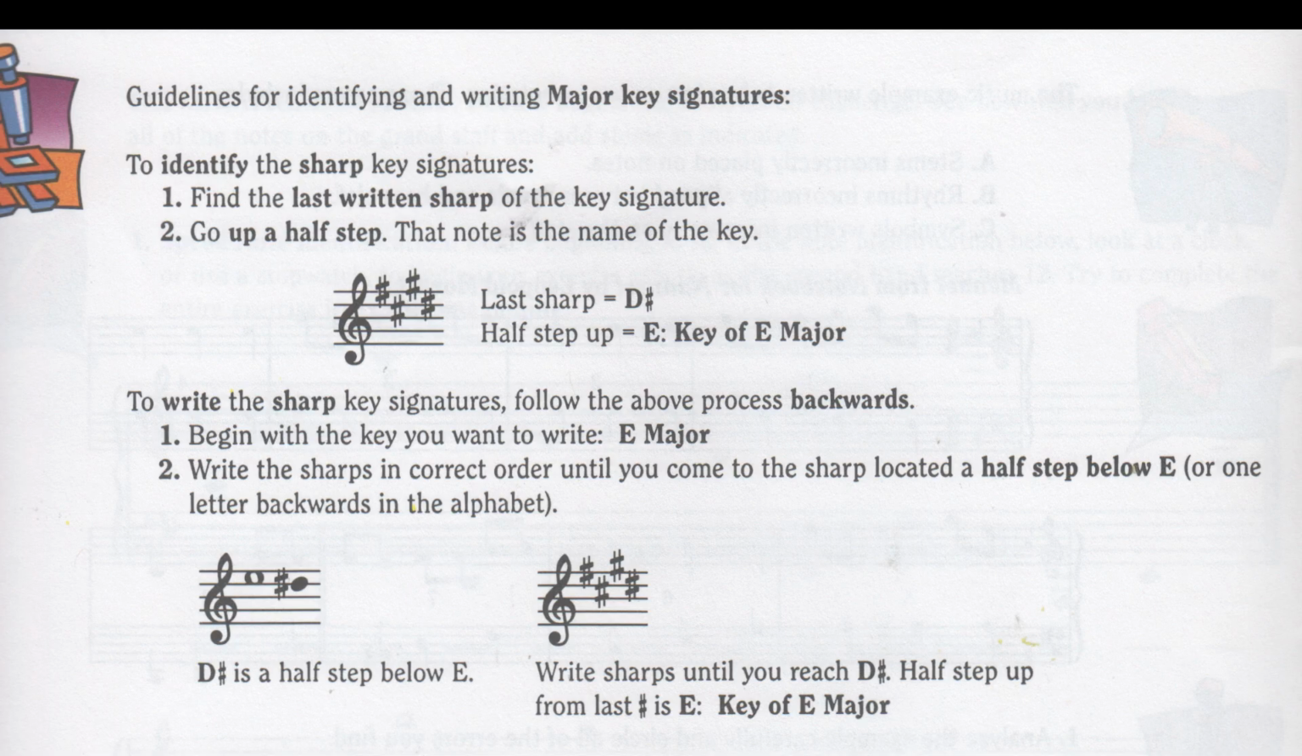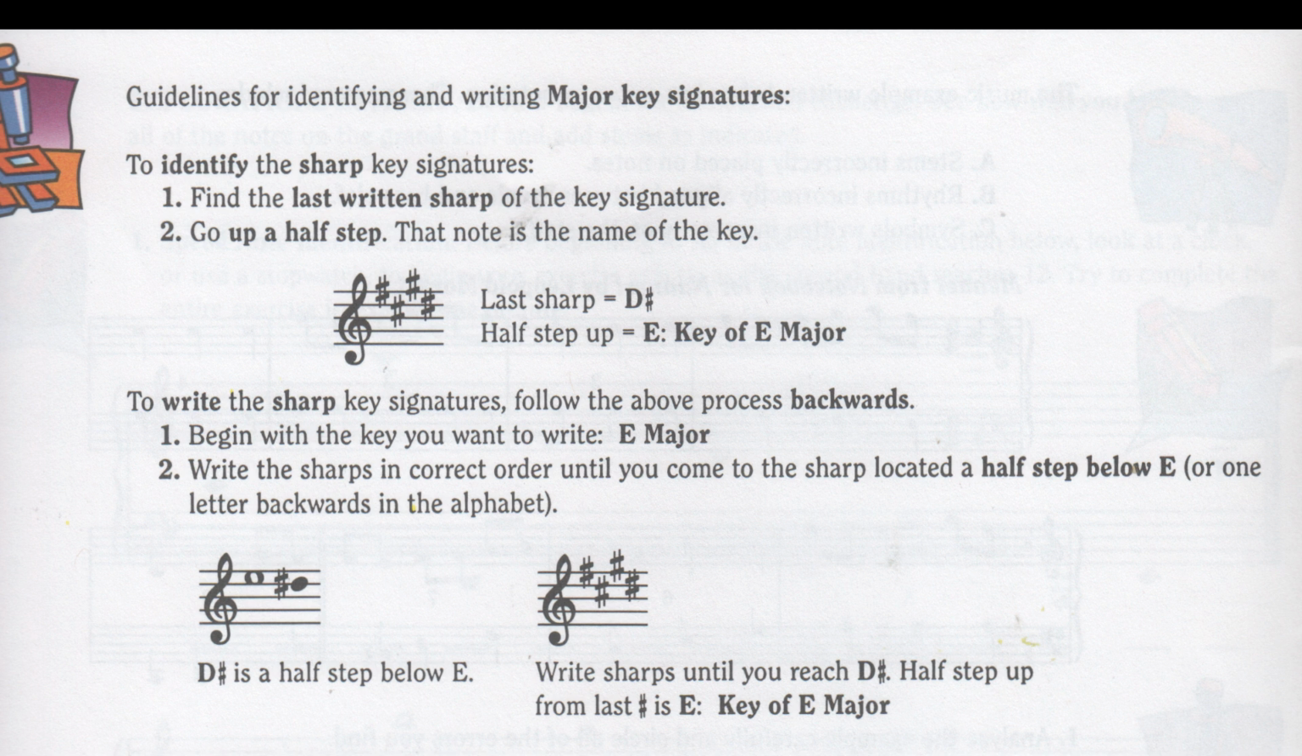You find the last written sharp, and then you go up half a step, or the next letter in the alphabet. So, the last sharp is D sharp, F, C, G, D, and the half step up is E, E major, or I could say D to E in the alphabet. Some students find that easier. So, that's how you identify, by looking at the last sharp and going up one note in the alphabet.